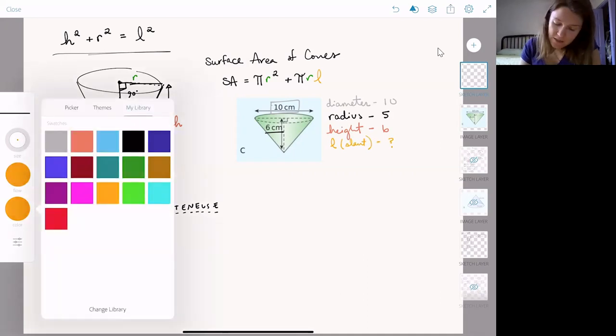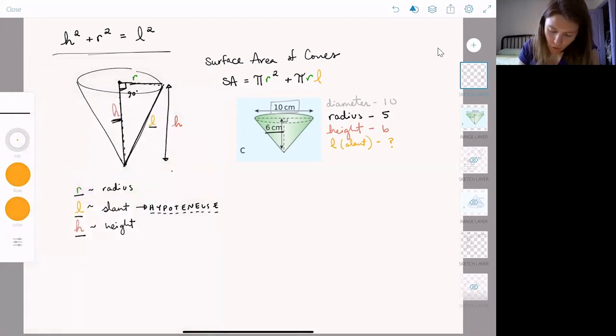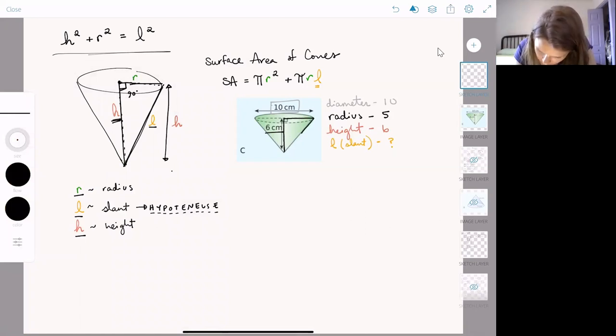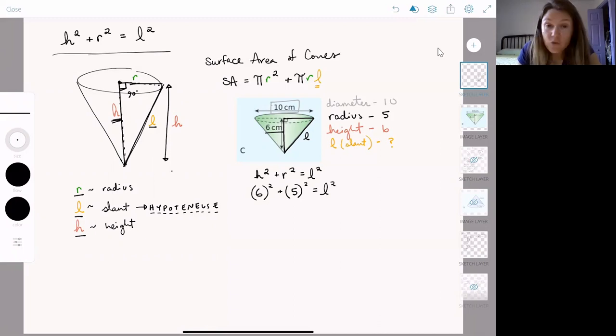So when I'm trying to substitute values into my equation, I don't have L. So I'm going to start out by finding out what that is first. And I can do that with the Pythagorean theorem. So here, I know that h squared plus r squared equals L squared. I have my height, which is 6. I have my radius, which is 5. And I do not know my length or my slant yet for L.